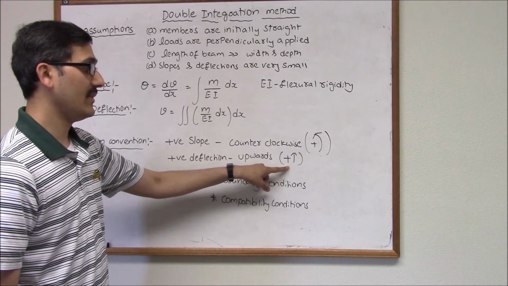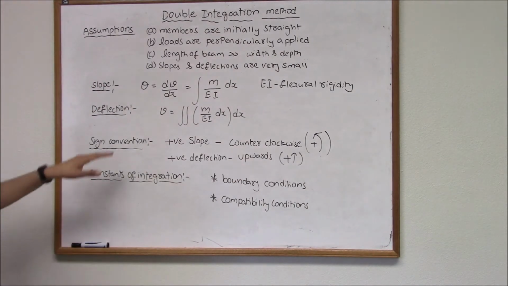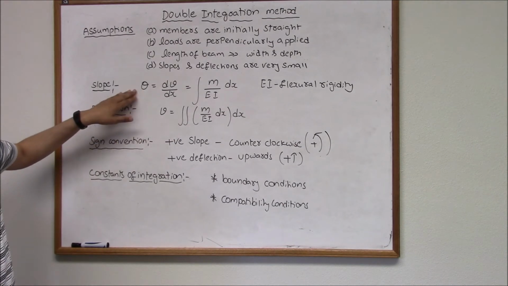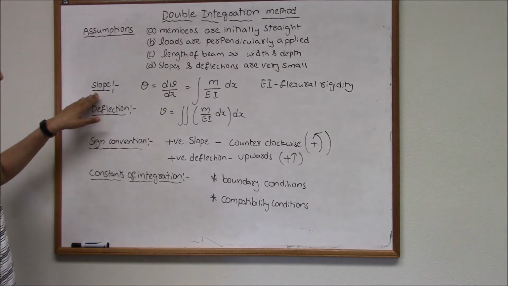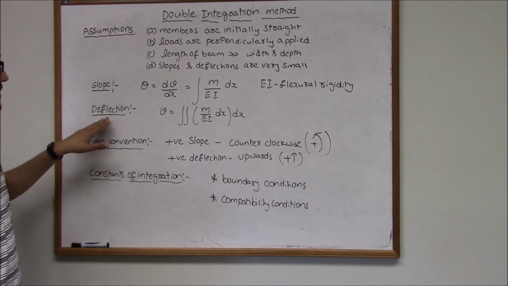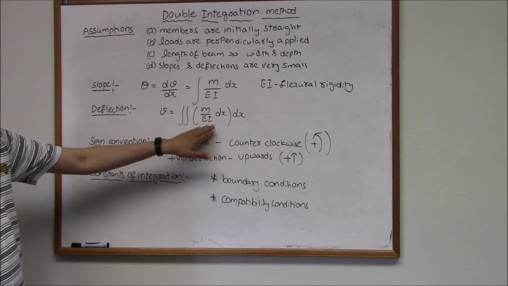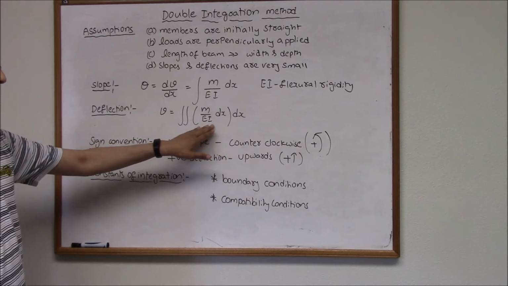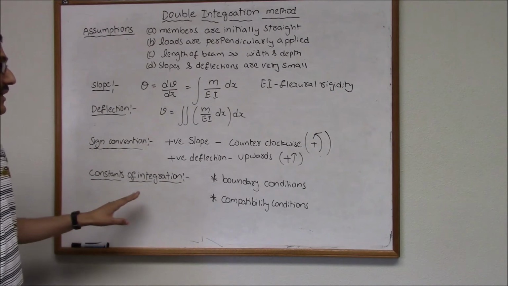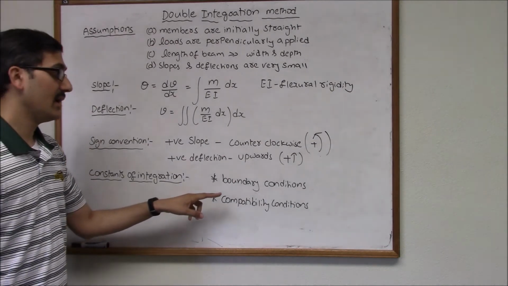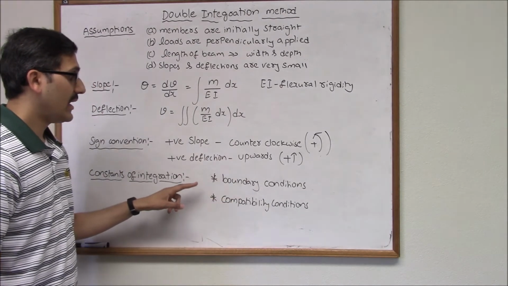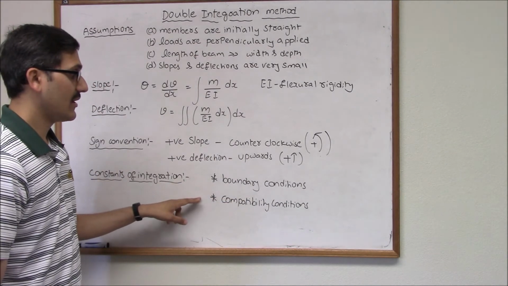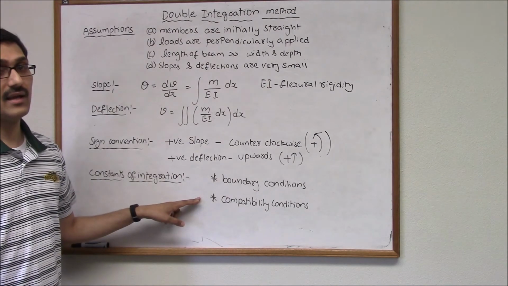So when you do this integration, in the case of single integration, which we do to evaluate the slope, you get one constant per integration. When you integrate this equation twice, you get two integration constants. The constants of integration can be evaluated by using boundary conditions and compatibility conditions. I'll make these two things clear when we solve a simple example.